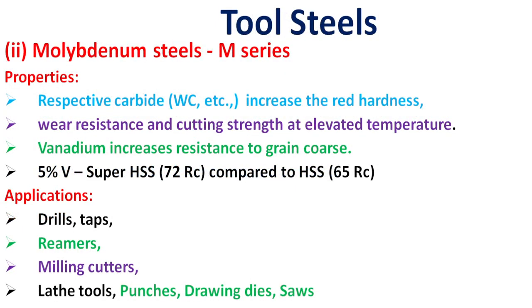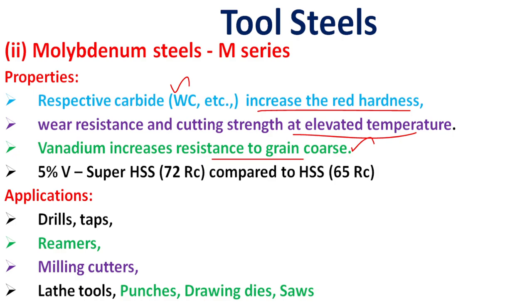The properties of molybdenum steel: specific carbides in the steel material increase the red hardness. Vanadium carbides and tungsten carbides increase the red hardness. They also give wear resistance and cutting strength at elevated temperature. Vanadium increases the resistance to grain coarsening.